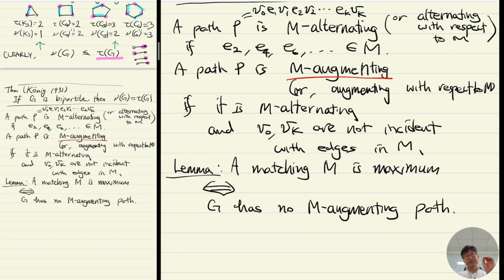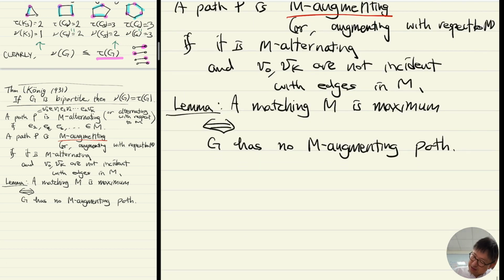Okay, so if I want to say that some matching is maximum, one way to say that is there is no augmenting path. If I want to say that some matching is not maximum, of course I can find the bigger matching, but another way of saying that is find the augmenting path. So why is this the case?